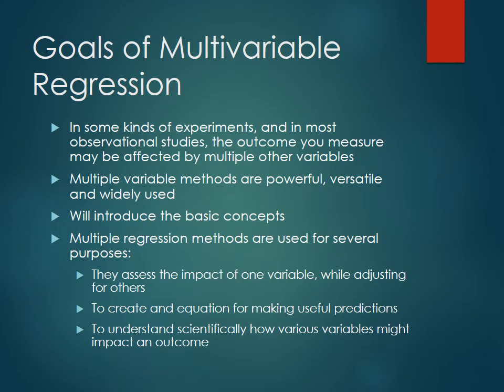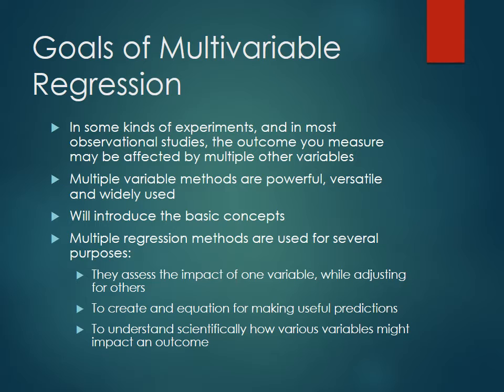So again, in some kinds of experiments and most observational studies, the outcome you measure can be affected by multiple other variables, as we just mentioned. And so using multiple variable methods is pretty powerful, pretty versatile, and widely used. So you'll see it come up in the medical literature with some frequency. Here we're just going to introduce the basic concepts and a few varieties of them. Multiple regression methods are used for several purposes. They can assess the impact of one variable while adjusting for the others.